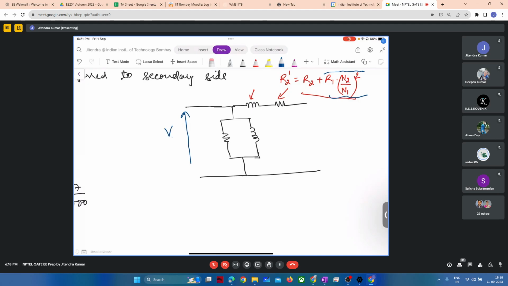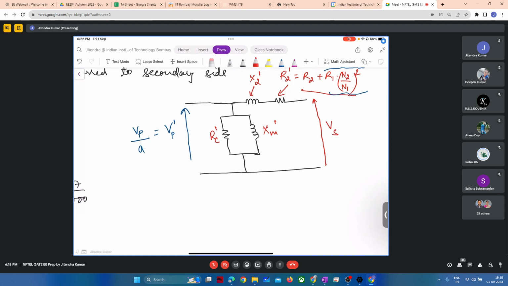So it will be Vp dash, that will be Vp by A. Okay. Similarly, you can write it here X2 dash, that will be X2 plus X1 into N2 by N1 square, and here XM dash and RC dash. Okay. And hence, whatever the voltage will be on the secondary side, and the voltage between primary side, if they will be loaded, then there will be some drop. Otherwise, both voltages will be same.